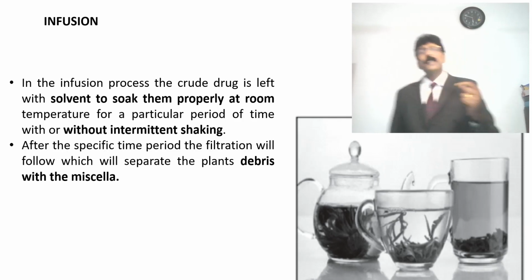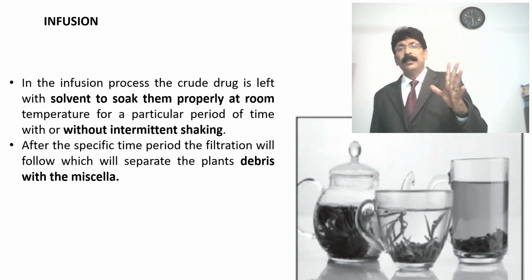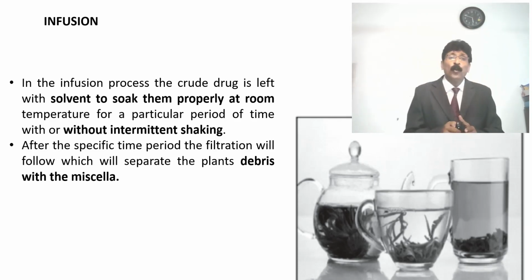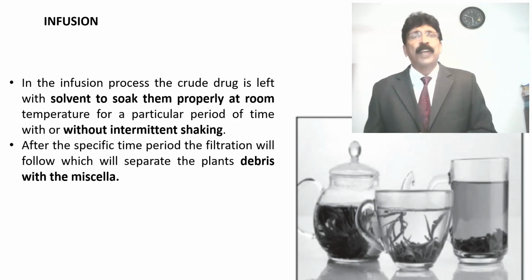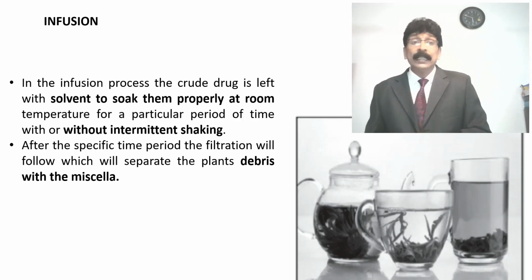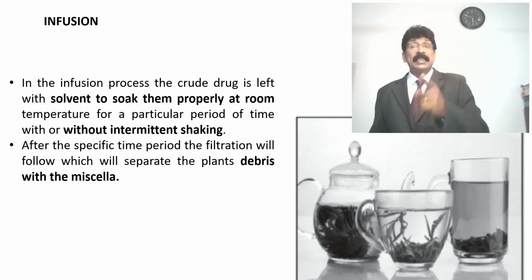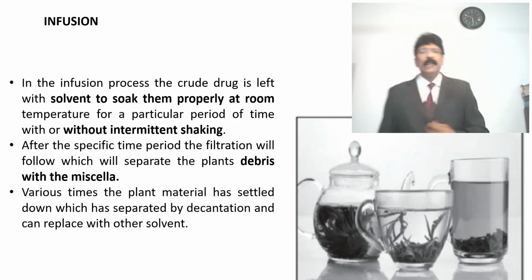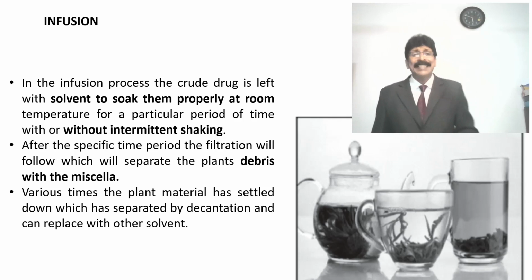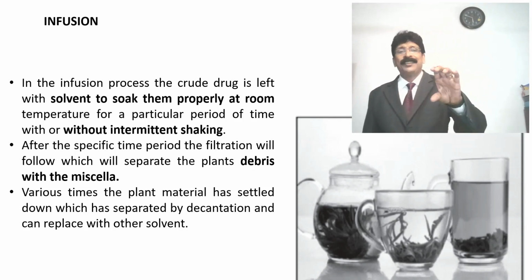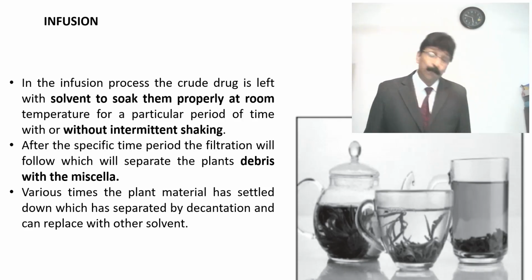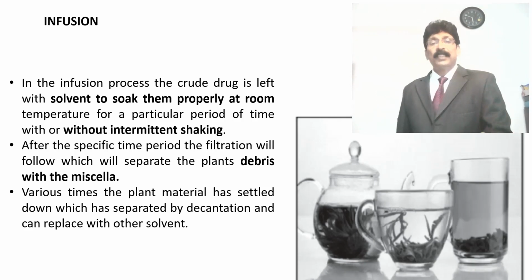After the specific time period, filtration separates the plant debris, the unwanted substance, from the micella. Micella means what? The solvent which contains the active principle. That is the infusion which is prepared. Various types of plant material settle down, which can be separated by decantation, and can be replaced with other solvent.